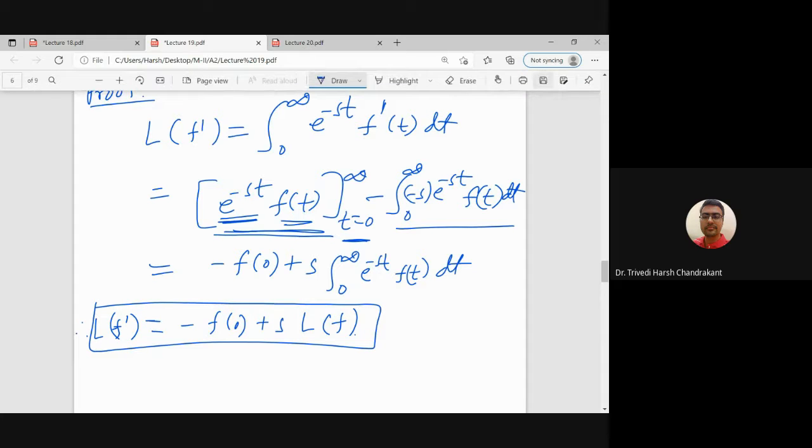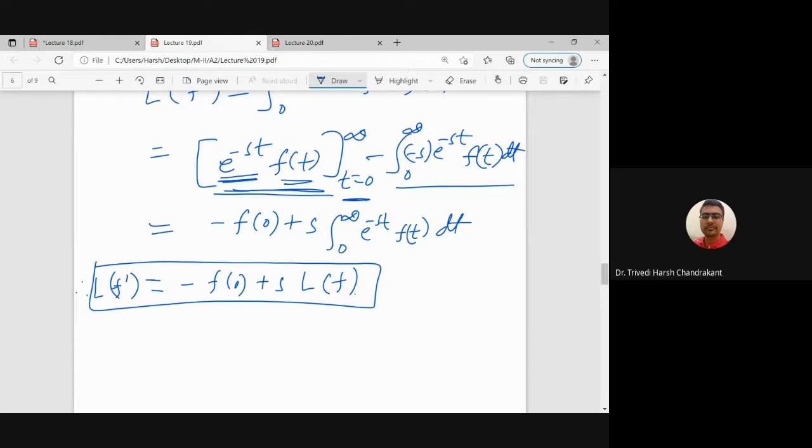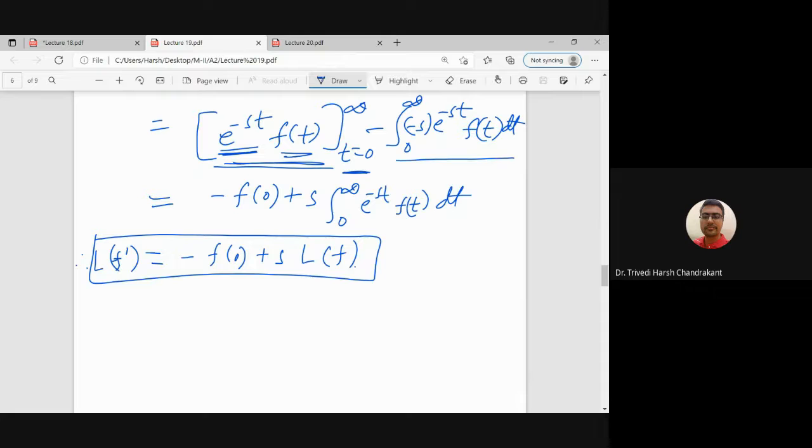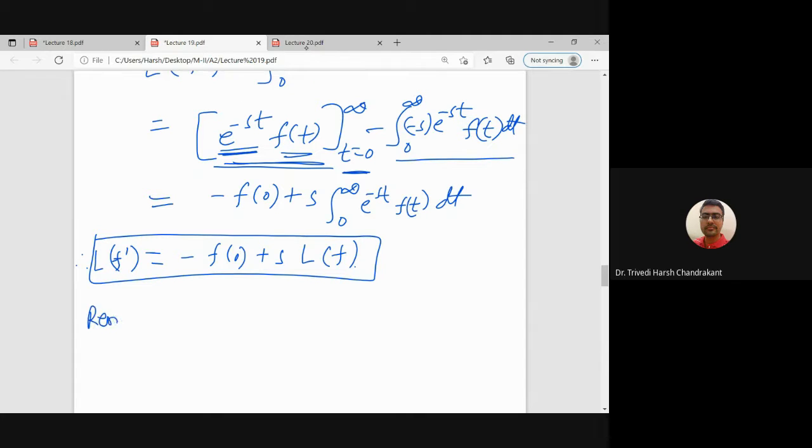This formula is very useful when we solve initial value problems, because we need to find the Laplace transform of derivatives, right? Because differential equations involve derivatives of functions. As an application, we can find the Laplace transform of the second derivative also.